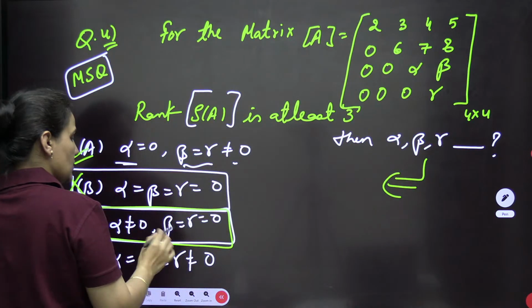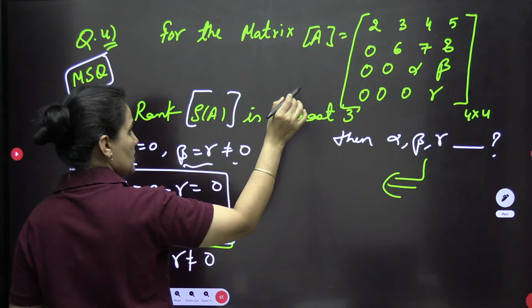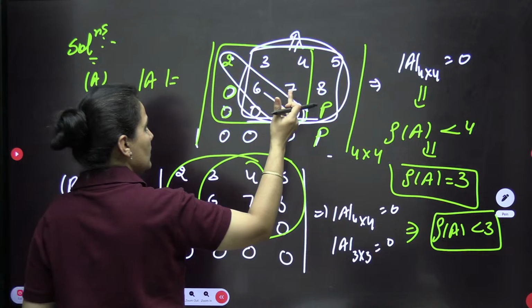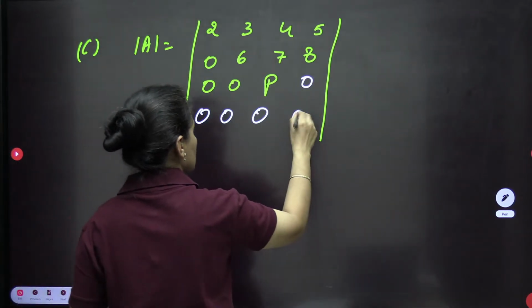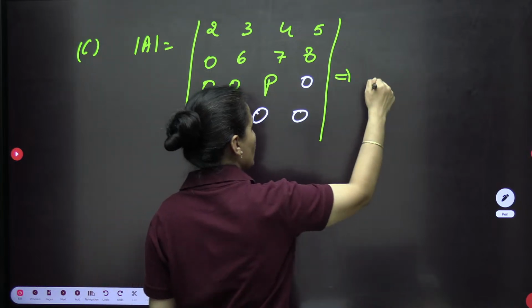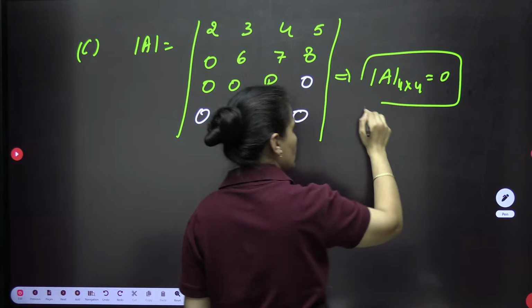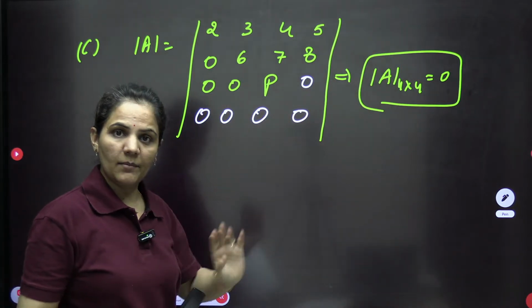And the second row is 0, 6, 7, 8. Alpha is not equal to 0, beta and gamma can be 0. So suppose I write here P, any constant value, and the last row is 0, 0, 0, 0. So when this is 0, you can see the 4 cross 4 determinant is 0. Why 0? The last row is 0, so the determinant is 0.